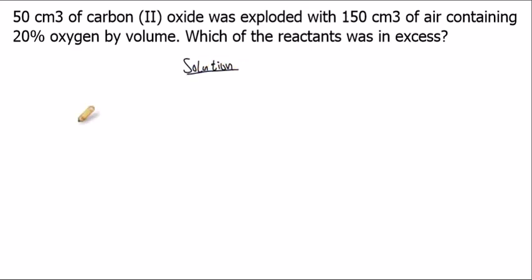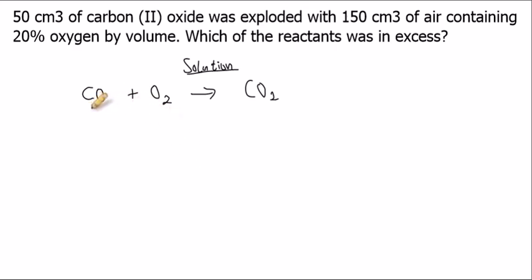The first thing to do here is to write out the chemical equation showing the reaction between carbon(II) oxide and oxygen. So when carbon(II) oxide and oxygen react, we have carbon(IV) oxide. And looking at the equation above, we discover this is not a balanced chemical equation. The next thing to do is to balance the equation before proceeding with the calculations.